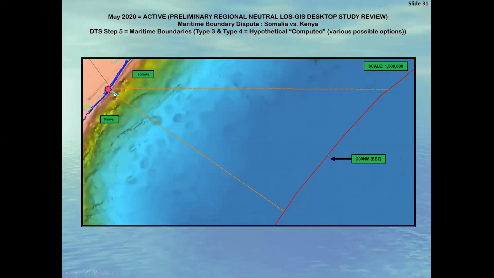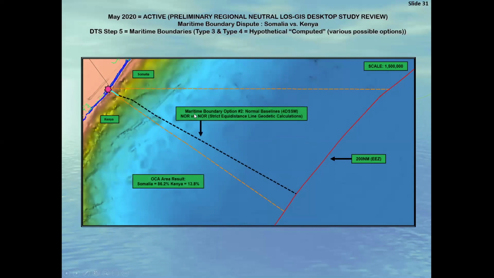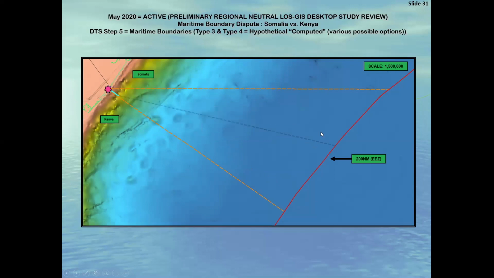But again, some of the straight baselines are somewhat questionable for Kenya. The opposite would use the normal baselines. And again, I warn you, these are from our 40 SSM mapping, but it ends up giving an 86.2 to 13.8, where you see the line is migrating up towards the middle.